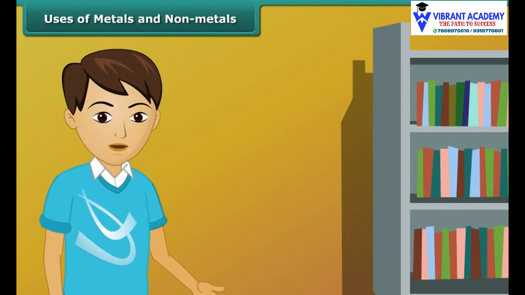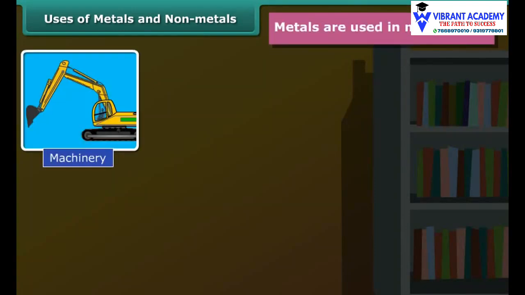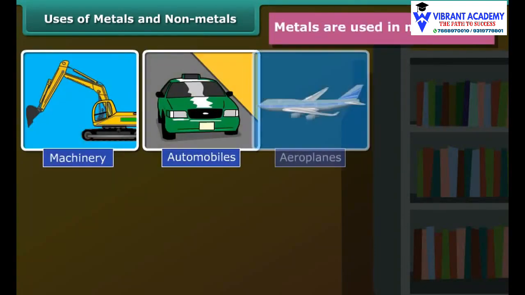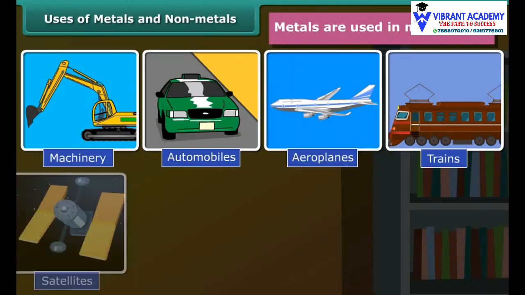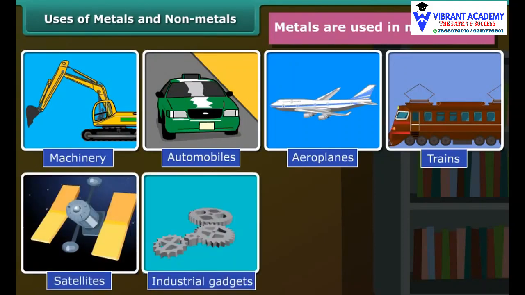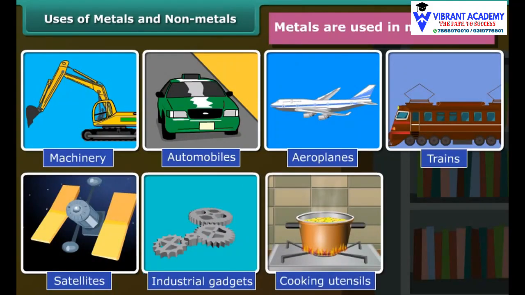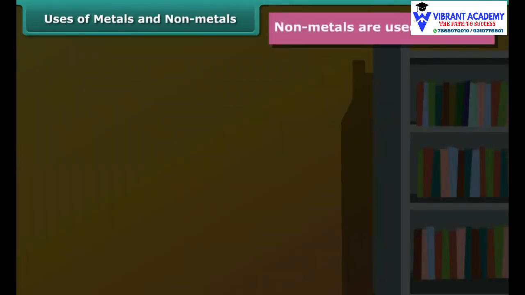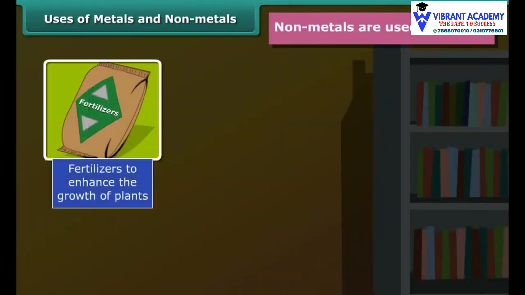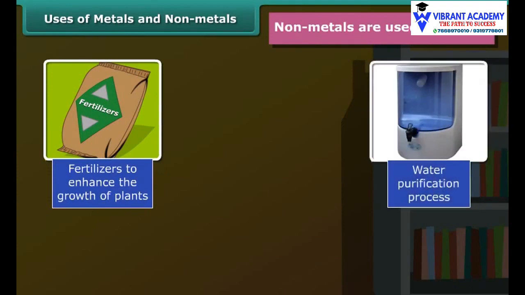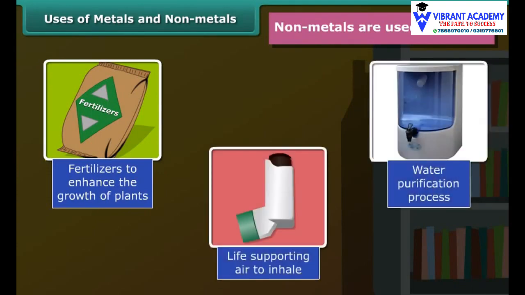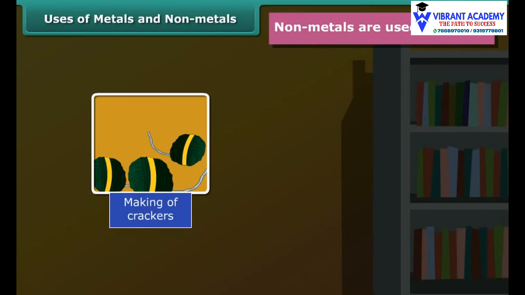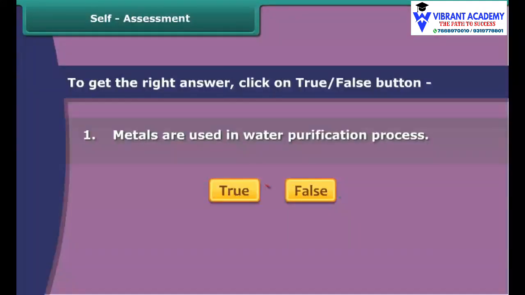As we know that metals are hard in nature, so they are used in making machinery, automobiles, aeroplanes, trains, satellites, industrial gadgets, cooking utensils, water boilers, etc. Non-metals are not so hard, so they are used in fertilizers, water purification process, life-supporting air, crackers, and purple-colored solution as an antiseptic on wounds.